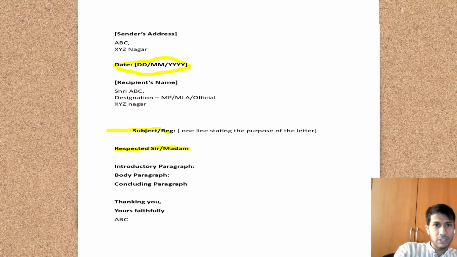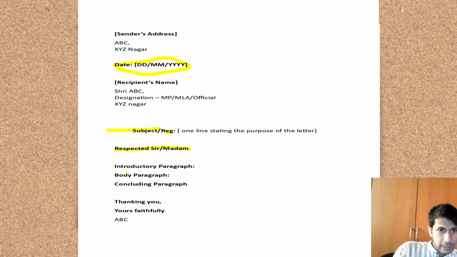You don't have to write both. You write respected sir or madam. And again, this should start from the margin itself. So the subject, a little bit in the middle, or you can write regarding. Both are optional. And then you start with respected sir or madam. Some people even start with dear sir or madam, but go with respected sir or madam. That is more formal.